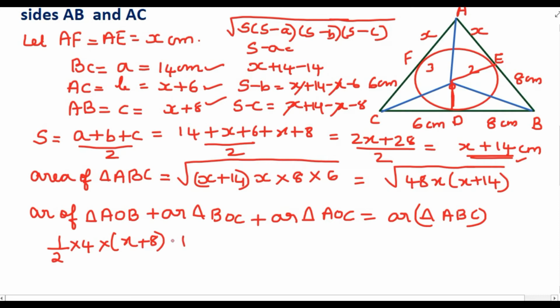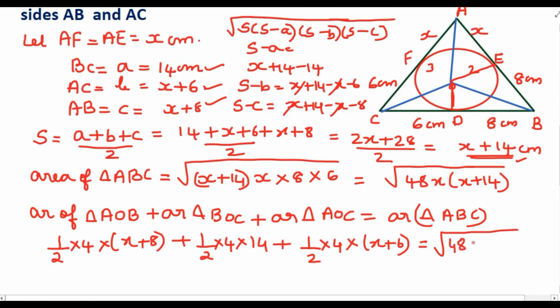For the second one, the area of BOC is half into 4, and the base is 14, since 6 plus 8 is 14. Now for the third triangle, half into 4, the height is 4 and the base is x plus 6. Now this is equal to the square root of 48x into x plus 14.